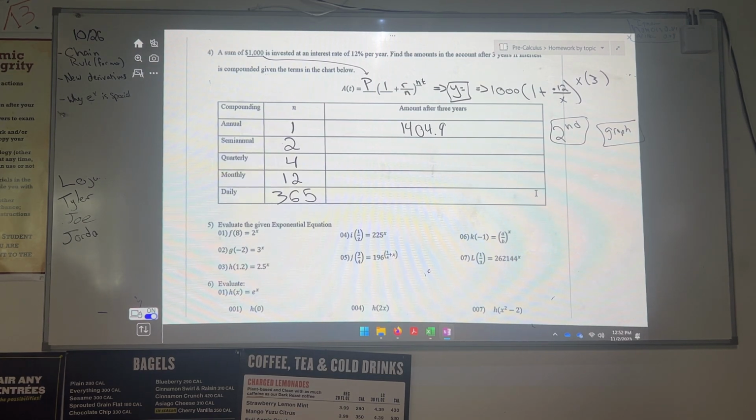Did anyone not get 1404.9 when they plugged in 1? Actually, better question yet, who can't plug in their own x values? Who's got it fixed where you can't? You just get a list of values.